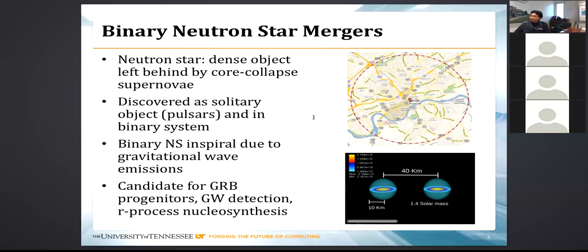So just as an example, I'll talk a little bit about the binary neutron star merger simulation that I did. So what is a neutron star? This is a dense object left behind by a core collapse supernova, and later on we'll talk about core collapse supernovae.